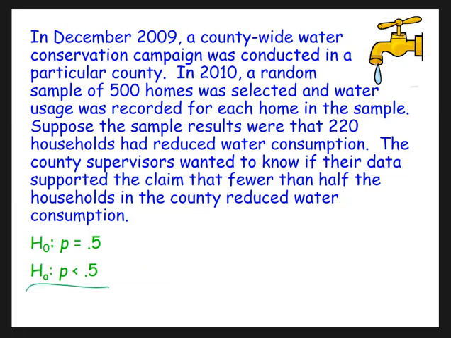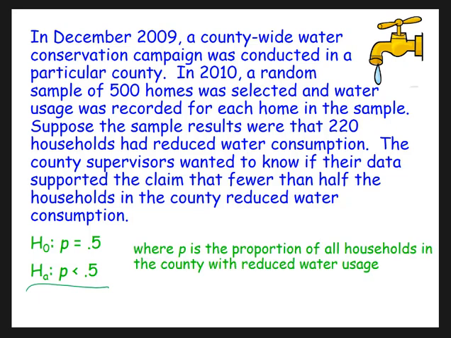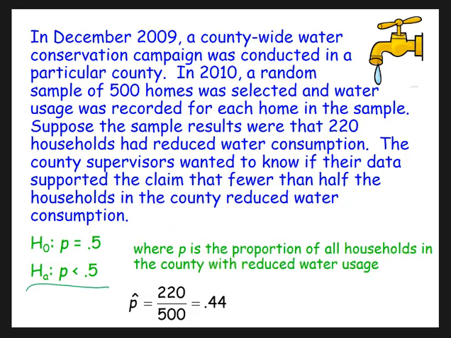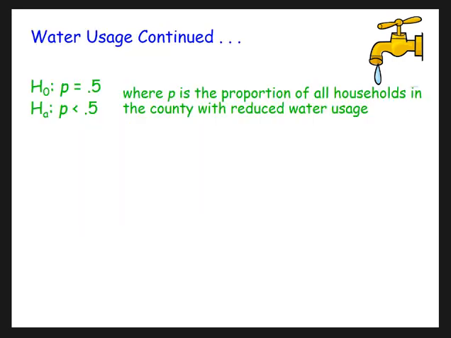So the null is always equal to 0.5 then. Where p is the proportion of households that actually reduce their water usage based on the campaign. P hat is going to be the 220 out of 500, or 0.44. Now that seems to be less than 0.5, but again, is it significantly less? Is it far enough down that we can say that this really is a thing? Or is it close enough that we can say it might have been just caused by random sampling errors? So we verify our assumptions. It is a random sample of households.